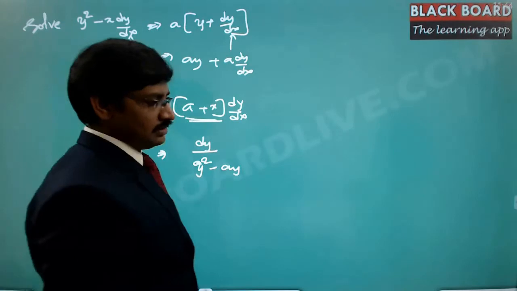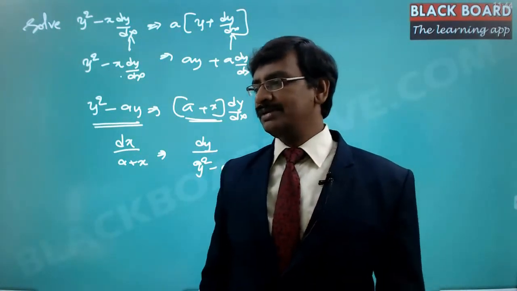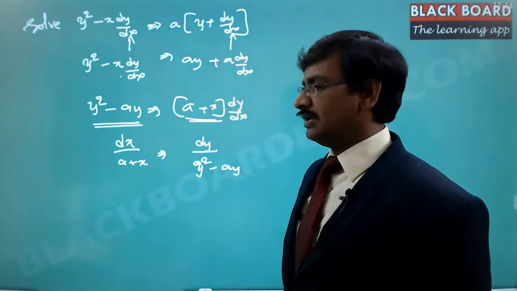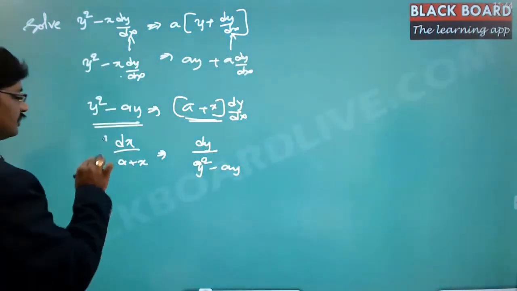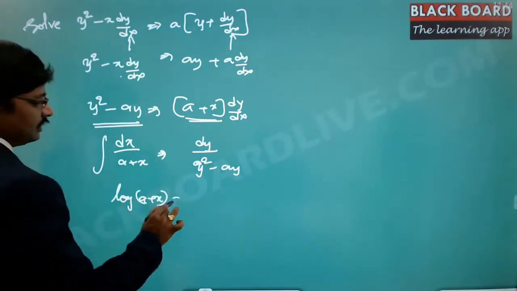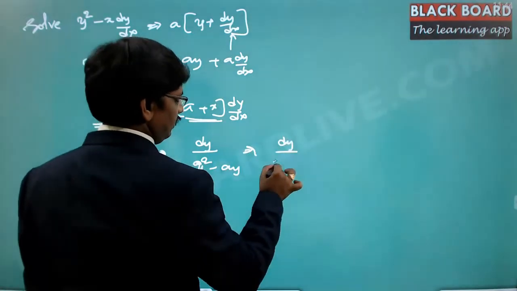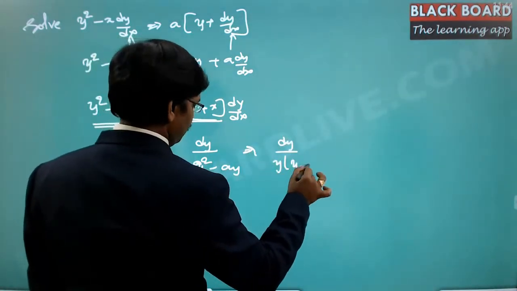Now this is what is called separated variables. Once you separate the variables, you can find the integration value easily. So this integration you can straight away do. This is log of a plus x, and this integration here is a little complicated function. So dy divided by y into y minus a.